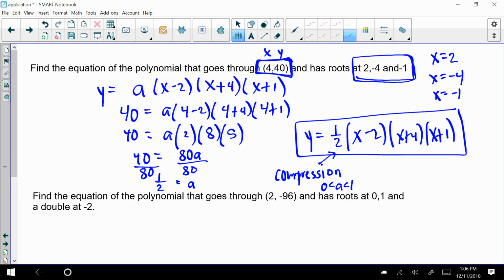So what you're going to be doing in your homework, it actually has an application problem because the picture is of a roller coaster, and it gives you some information about the roller coaster, and you have to find the equation for what the roller coaster goes through. So that's what I would like you guys to do.